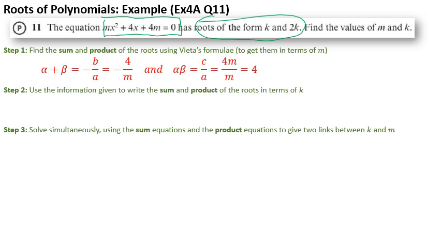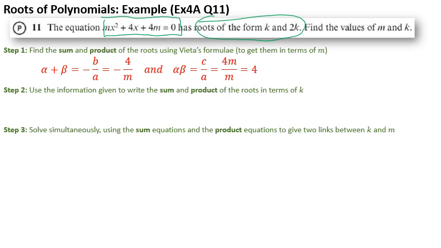Step 1. If you add alpha and beta, that should give us something equal to minus b over a. That is the result that we're going to be using. And that means that alpha plus beta, the sum of the roots, must be minus 4 over m. And you can do a similar thing for the product. Alpha beta must be 4m divided by m. So that one actually simplifies to 4. It may still be simultaneous equations, but it'll be the sort where one of them is easy to solve because one of the variables doesn't appear in it.